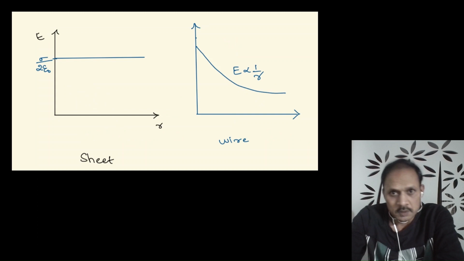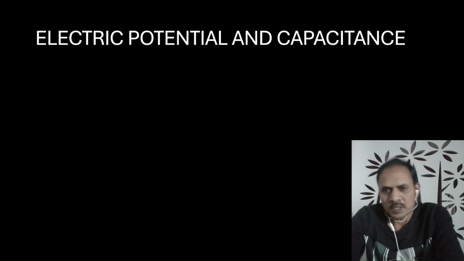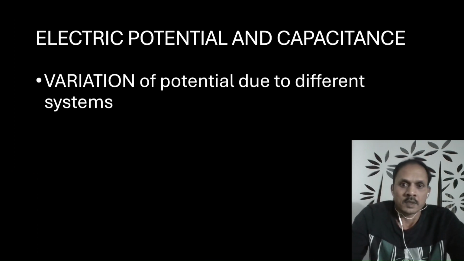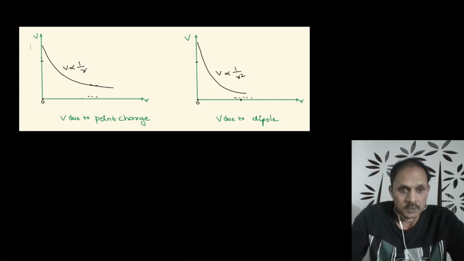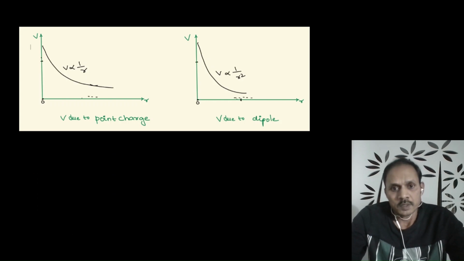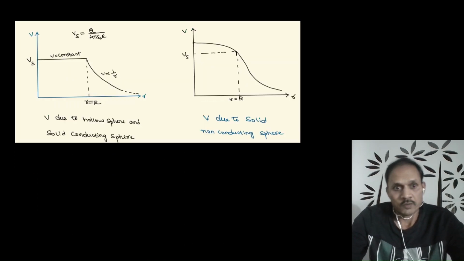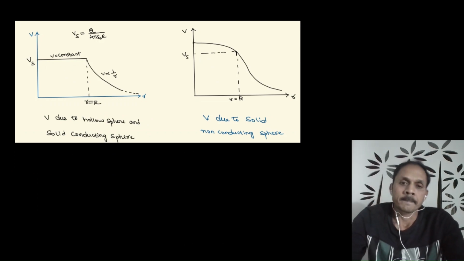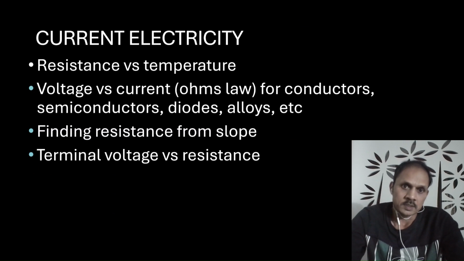Gauss law applications. Going to second chapter, here also similar graphs. How does potential vary with the different systems? So that one is essential. Different things like solid sphere, conducting sphere, hollow sphere, insulating, everything. Going to next, current electricity.